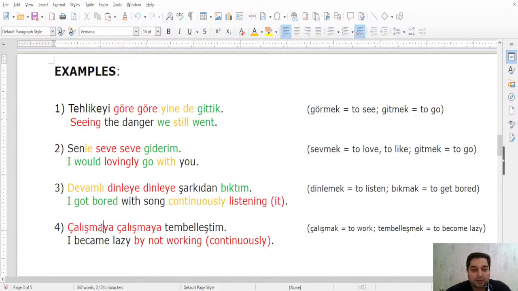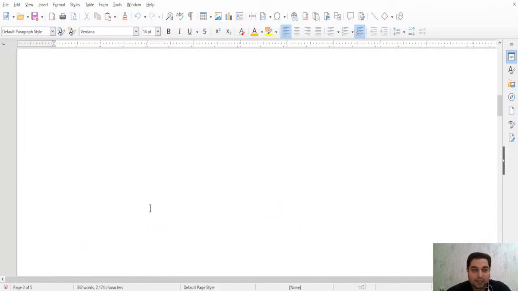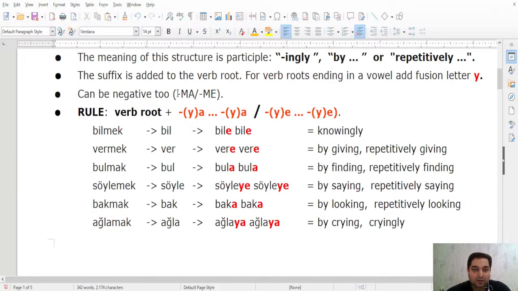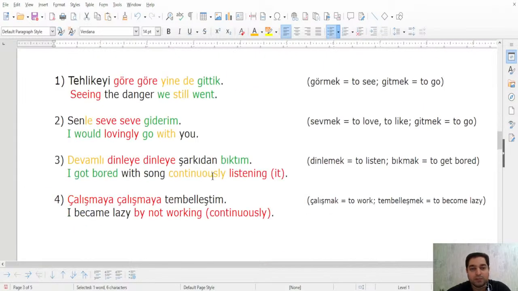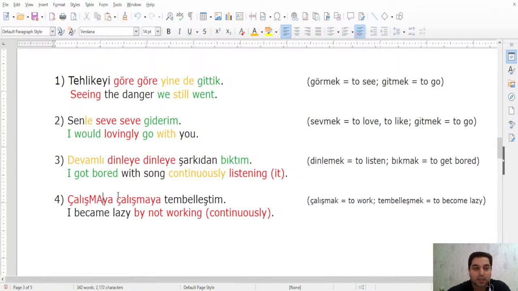Now the fourth example here is a negative one, okay? I already told above, right? We had said you can add this negative, this mame, you can also make the verb negative. There is no problem with that. So it will be just a repetition of the negative verb. So here, let me make it capital here.